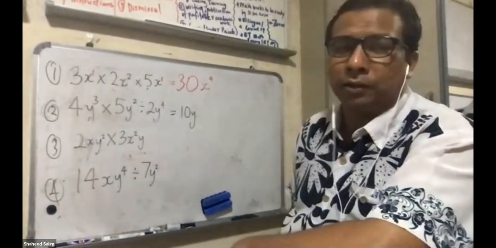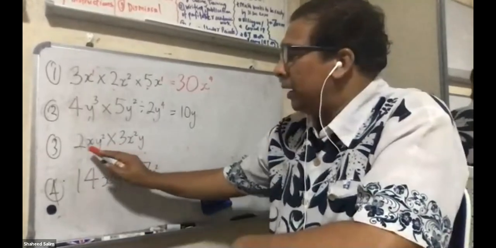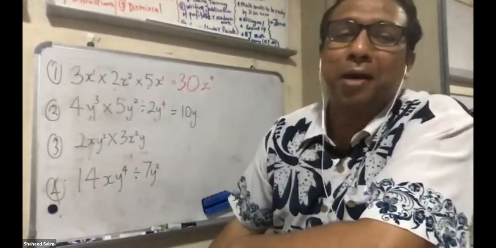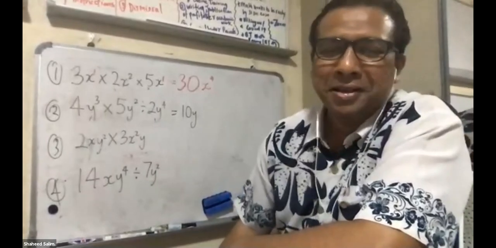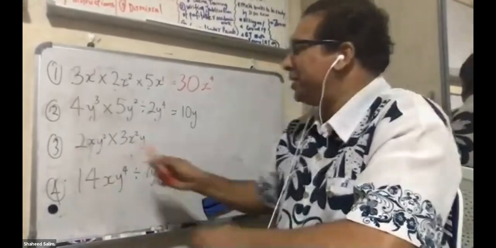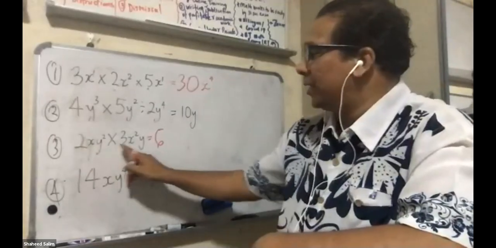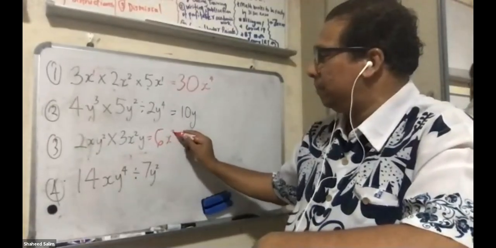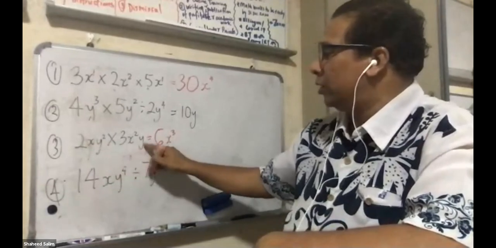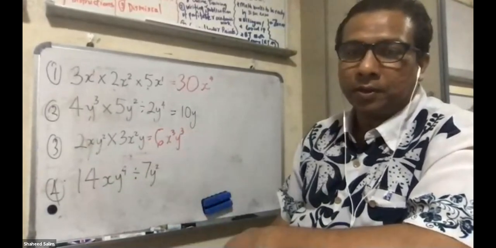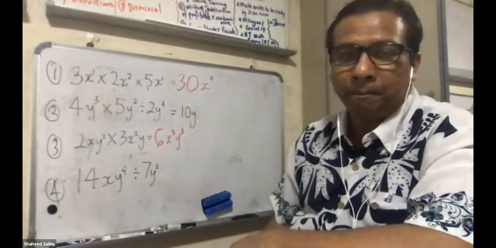Shafi'i forgot again. Shafi'i, this is number times number, don't add. Only the powers you add. Okay. 2 times 3, Shafi'i. What's the answer? Never mind, tell me. 6. Okay. X to the power 1 times x to the power 2, x to the power 3. Y to the power 2 times y to the power 1, y to the power 3. This is your answer.